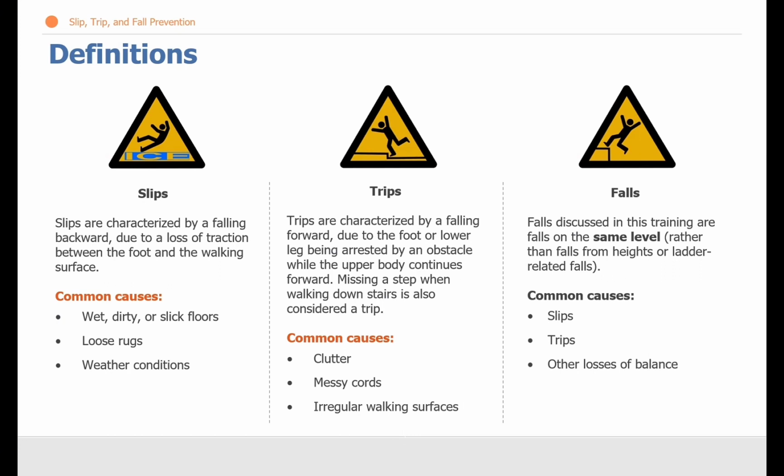Trips are characterized by falling forward due to the foot or lower leg being arrested by an obstacle. So this could be clutter in the walkway, messy cords, irregular walking surfaces, missing a step down the stairs.